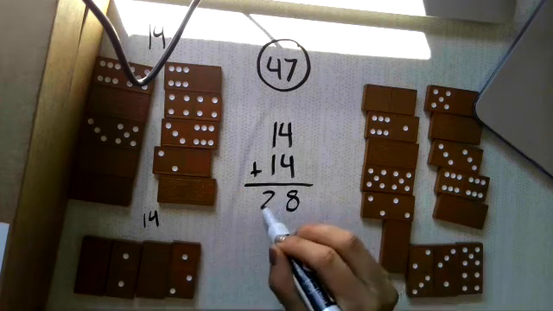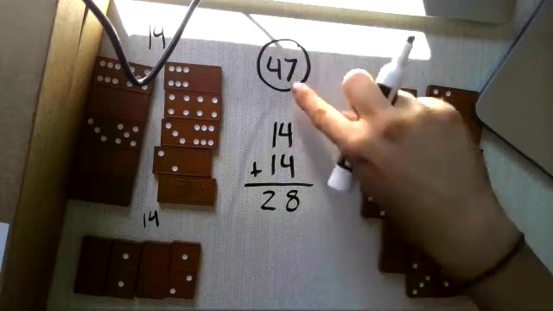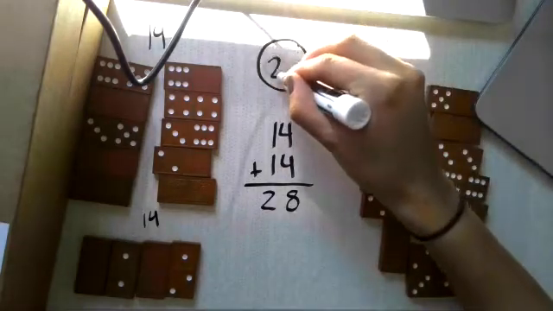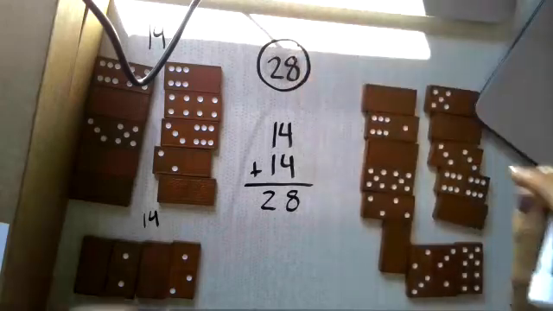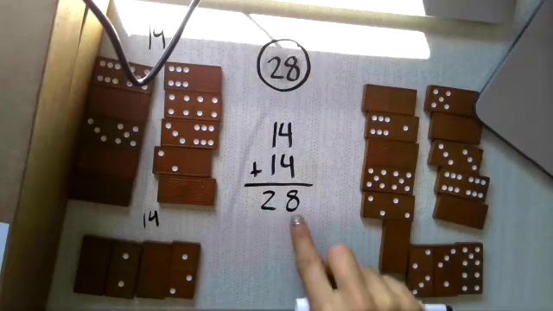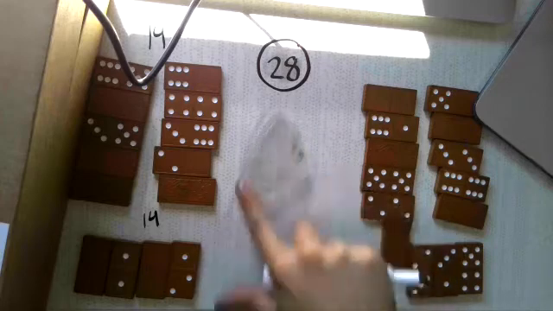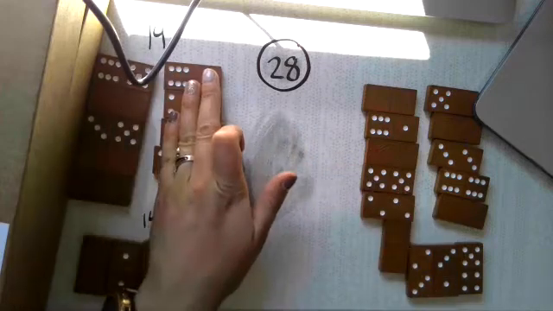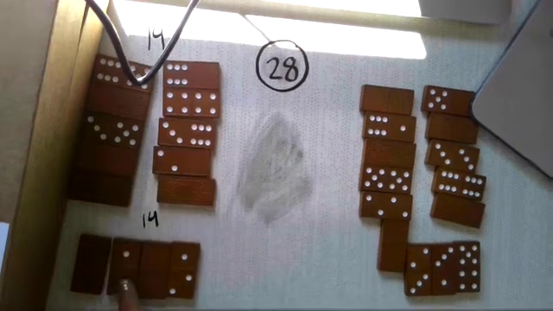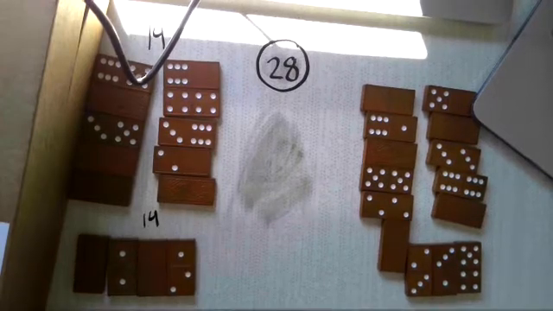I think I'm going to change my guess now. I'm going to guess that the sum of all of these dominoes is going to be 28. So let's see. We have 5, 10, 11, 12, 13, 14. So we have 14 here.